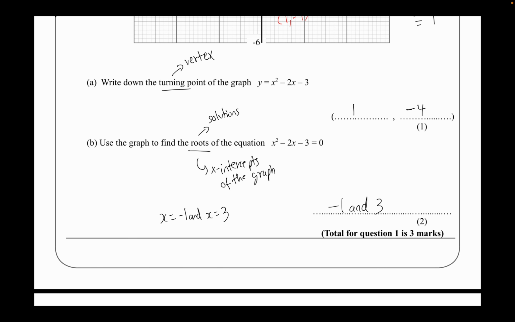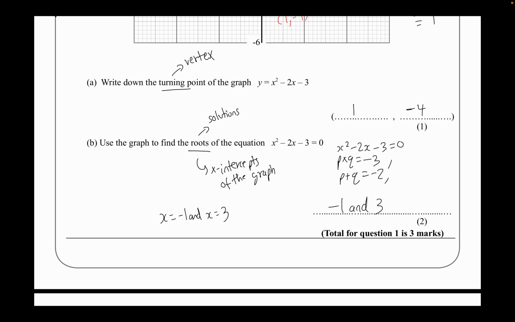Now I'm going to show you how to do this without using the graph. In case they don't give you the graph, how you're going to solve it is you're going to factorize this quadratic expression. You're going to write down your expression here: x squared minus 2x minus 3 equals 0. And we're going to be looking for 2 numbers that multiply to give you -3, since we multiplied the coefficients of these 2 values here, and 2 numbers that add to give you this middle part here, -2. The only 2 possible values that can satisfy this criteria are -1 and 3.